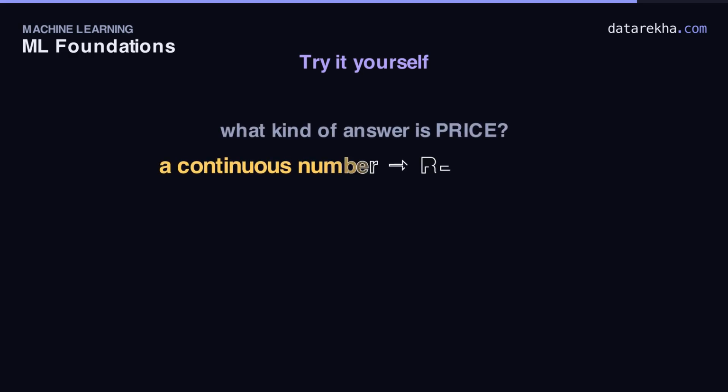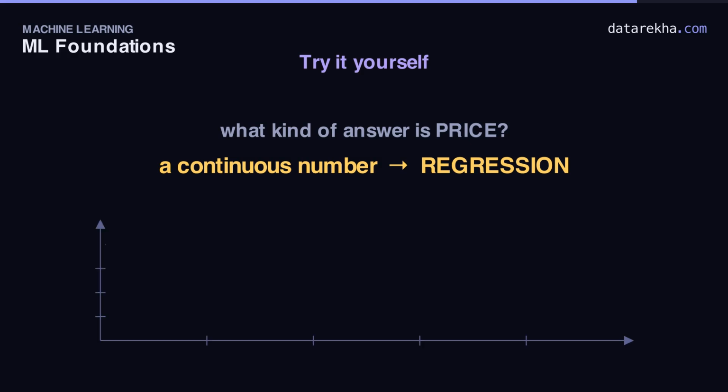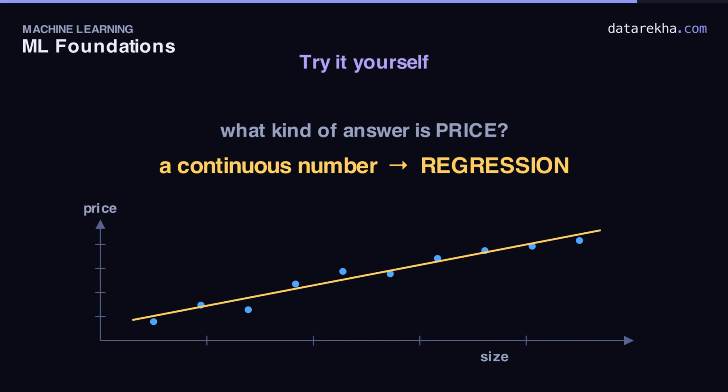The key question is always, what kind of thing is the answer? Price isn't a category. It's a continuous number that can land anywhere. 2 lakh, 5 lakh, 17.3 lakh. Whenever the target is a number on a sliding scale, it's regression. And there's the picture. Size along the bottom, price up the side, a line fitting the upward trend. If instead we'd asked something like cheap, medium, or expensive, three fixed buckets, that would flip it to classification. Same houses, different question, different task.